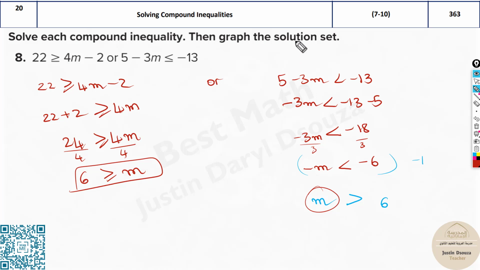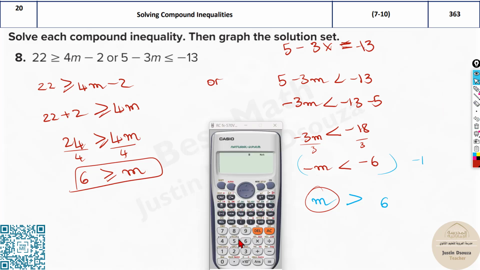You can solve this in calculator directly. You can put it in calculator minus 5, 3 alpha x. Instead of inequality, put equal to. You will get the answer. I will show you right now. Let me just type it out. Minus 5 minus 3x. Here, you don't have inequality option. You can put equal to minus 13. You can shift and solve. The answer will be 6.